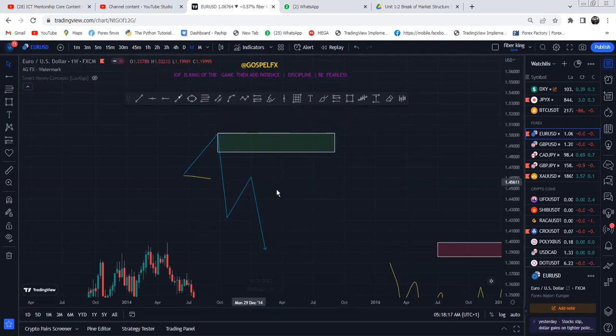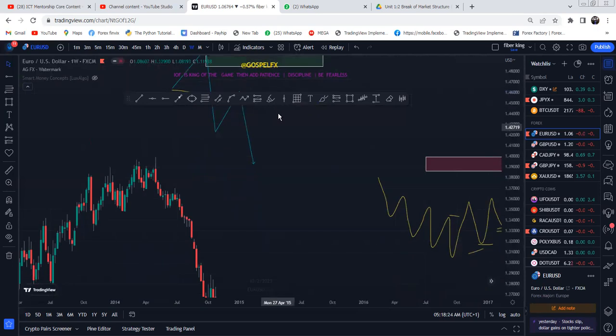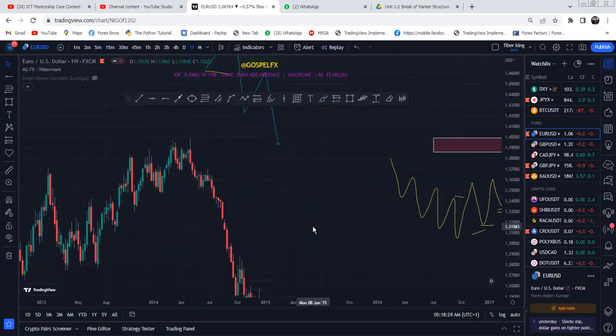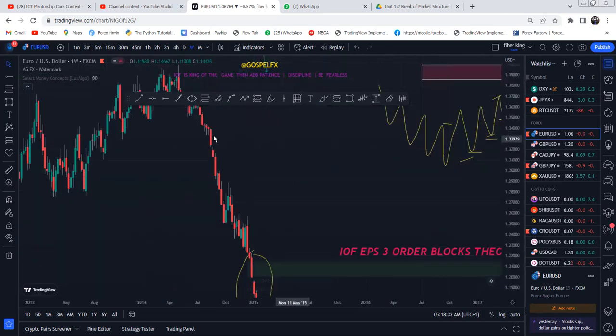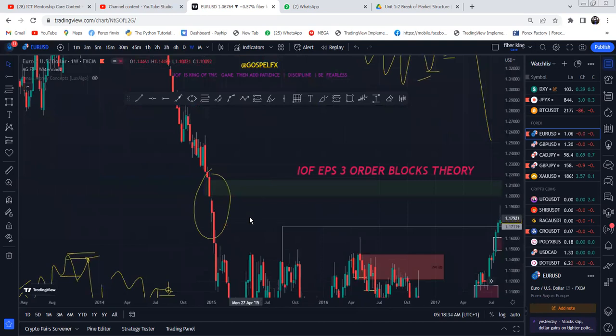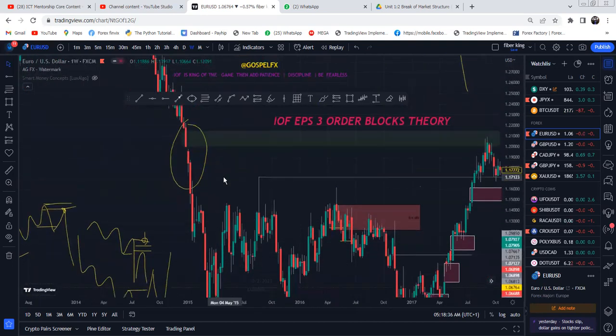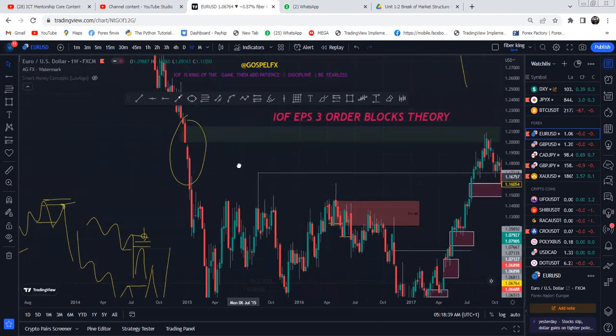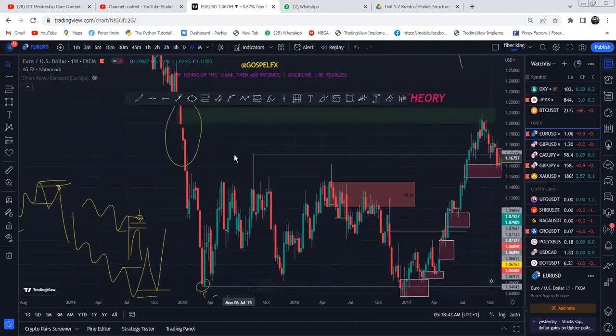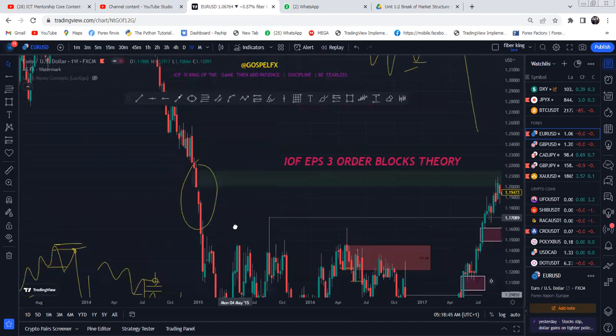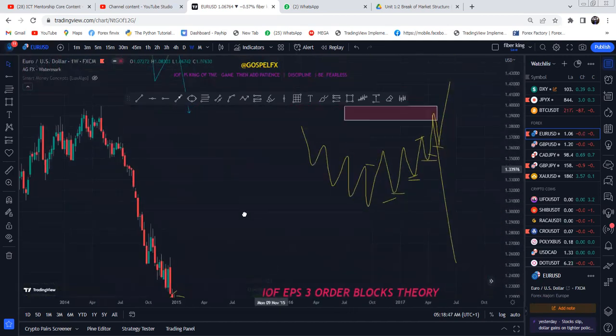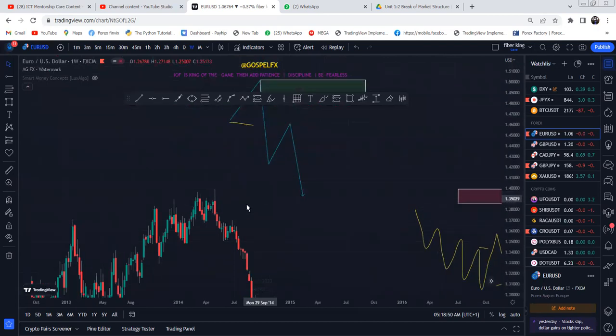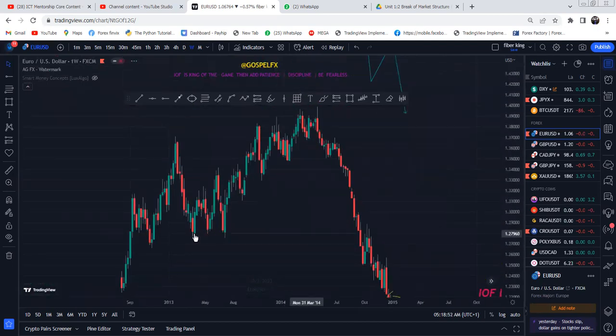Now, there is also a manner in which it breaks structure. If it breaks structure with an impulsive move showing sponsorship, that is another huge confirmation. When it breaks structure in a speedy way, it shows that the institutions are selling or buying in that particular zone. So when the market comes back to mitigate the orders of the institutions there, price will continue to drop or rise, depending on which order it was.